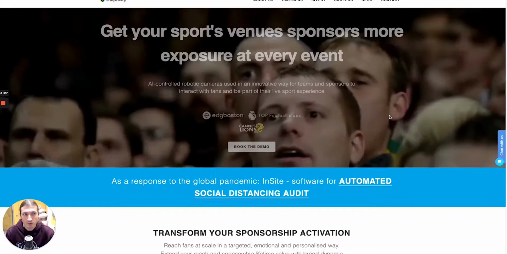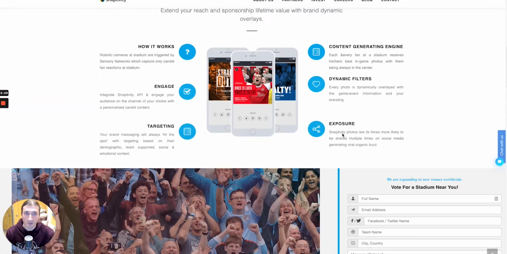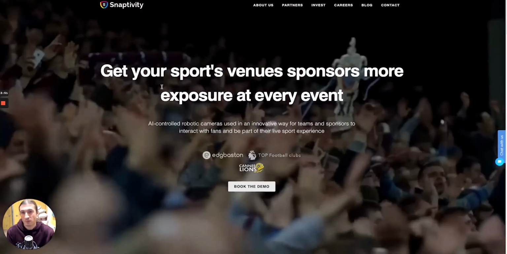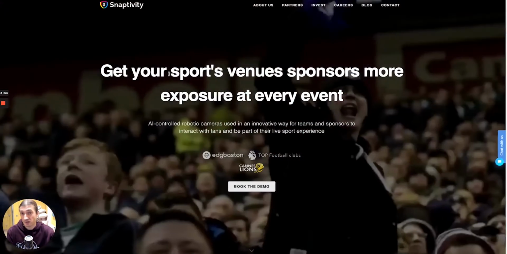Now, if I scroll down a little bit further in the site, and we're going to come to this section later, there's a really nice stat here about the Snaptivity photos being 3 times more likely to be shared. I think that's a really great stat, and it's a shame that the company has kind of hidden it down here, because it's a great stat to share. So what I would want to do is get more specific in this headline and actually include that stat.